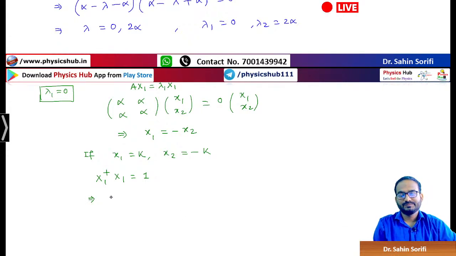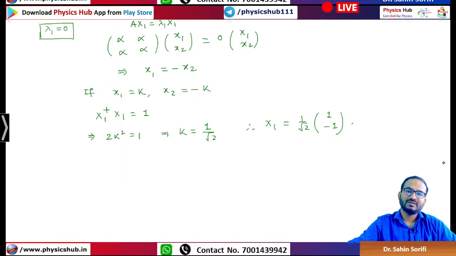So this will give you, look, x1 dagger means (k, -k), and x1 is also (k, -k). One will be a row vector, another will be a column vector. So this will give you k squared plus k squared, so 2k squared equals 1. It means k is equal to 1 upon root 2. As a result, your eigenvector corresponding to lambda 1 will be x1 equals 1 by root 2 times (1, -1).